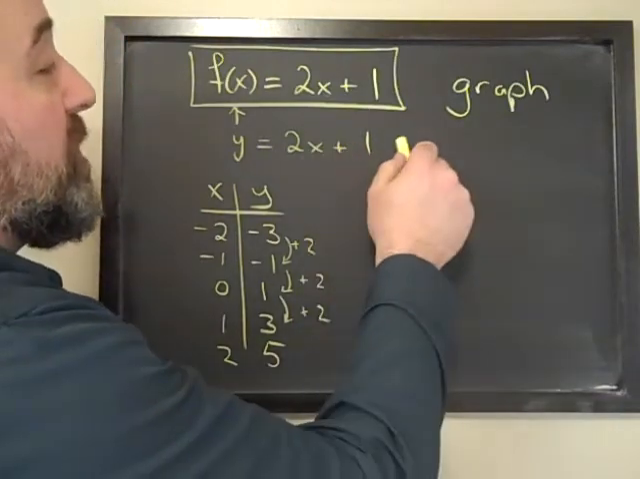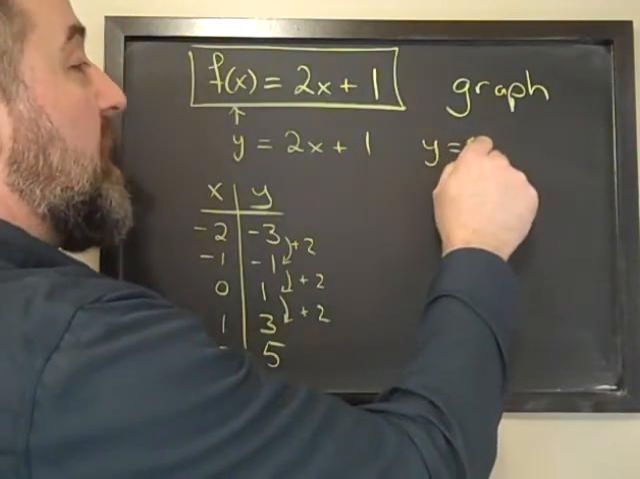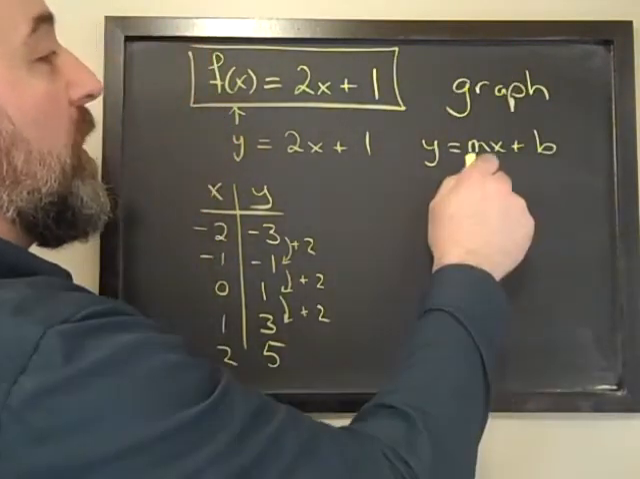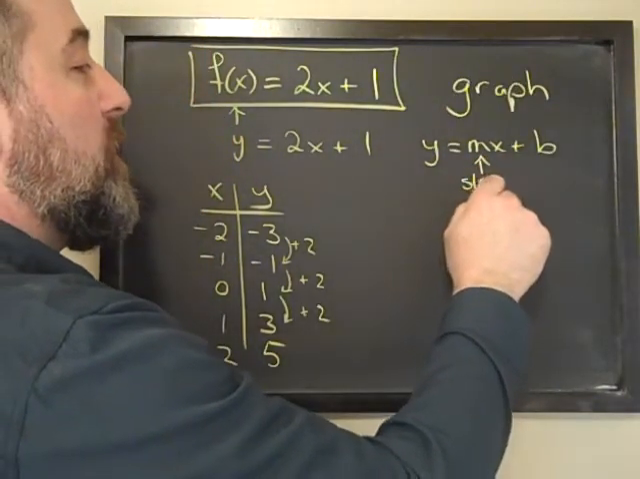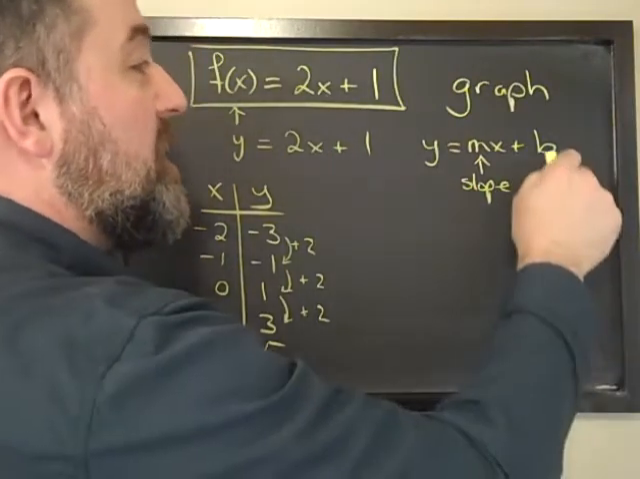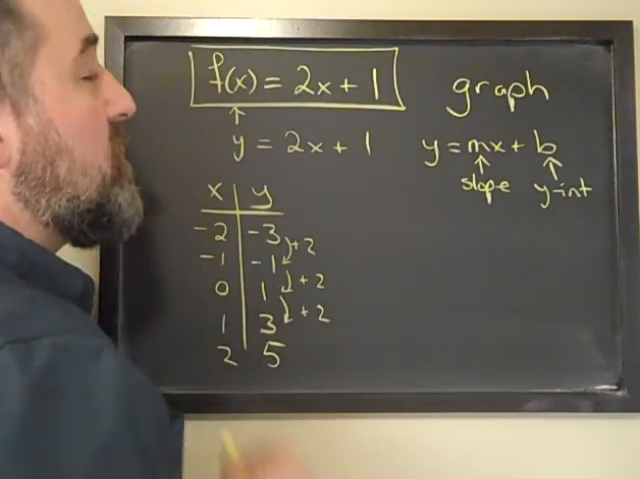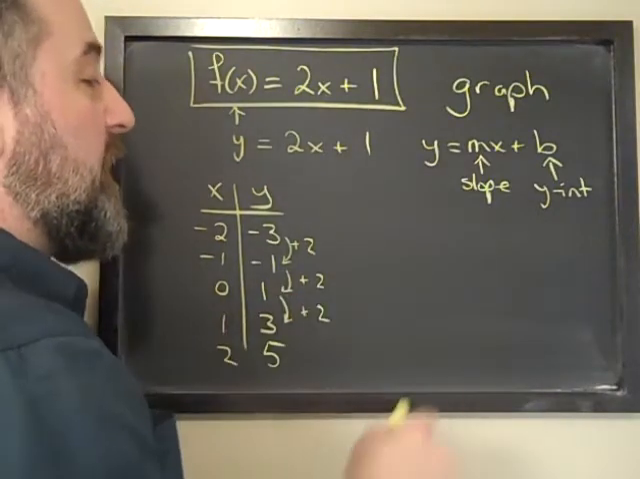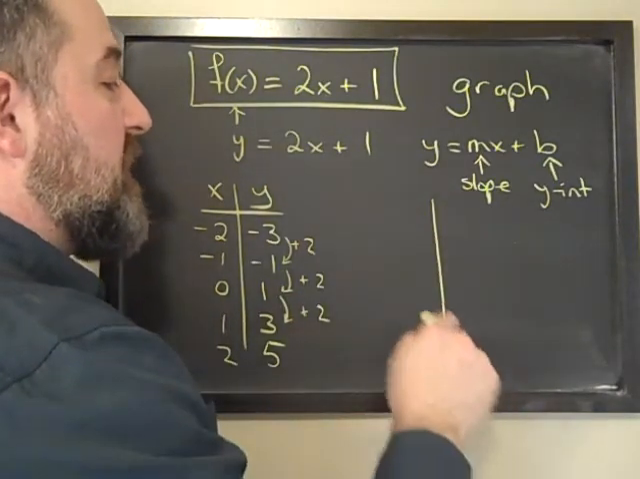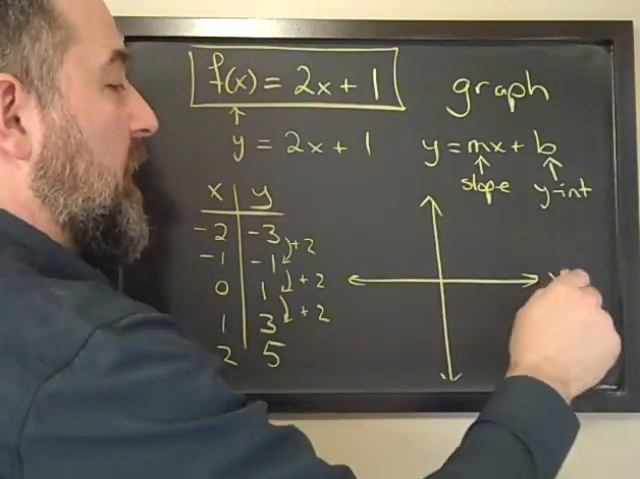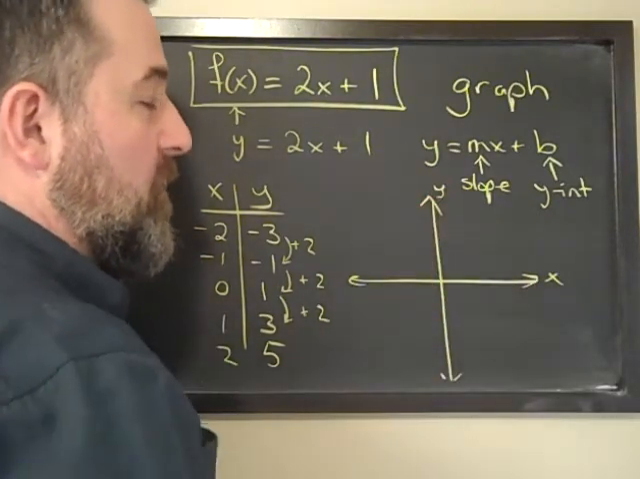You could recall that you learned y equals mx plus b in Algebra 1a, where this is the slope of a line and this is the y-intercept of a line. So you could potentially graph this without making a table of values, just setting up an xy coordinate plane and using that concept of slope and y-intercept.